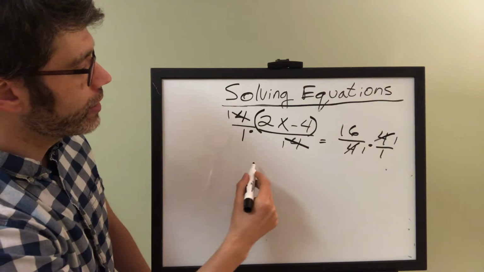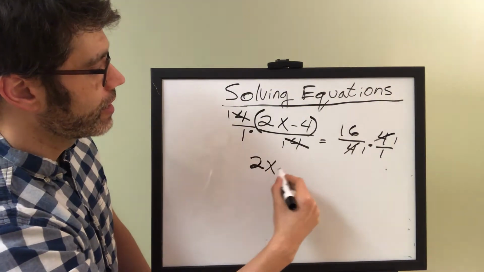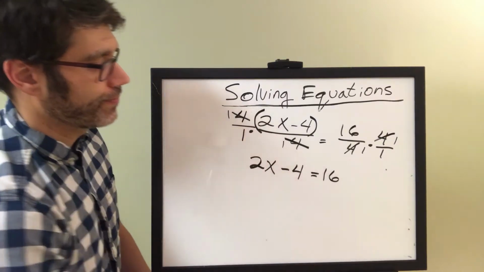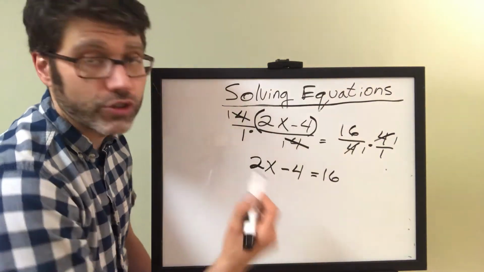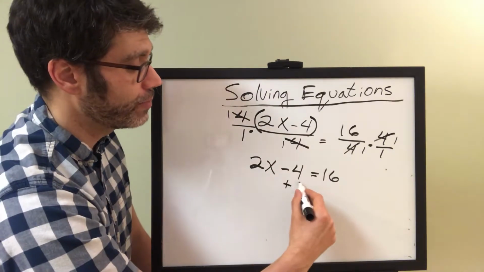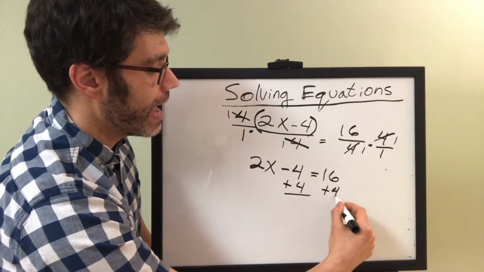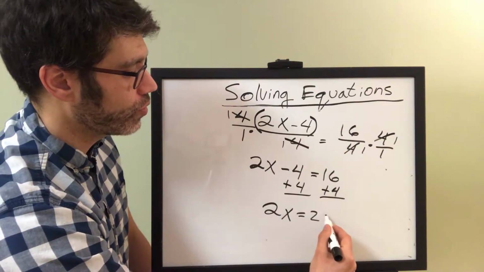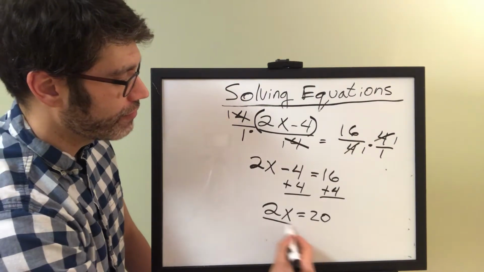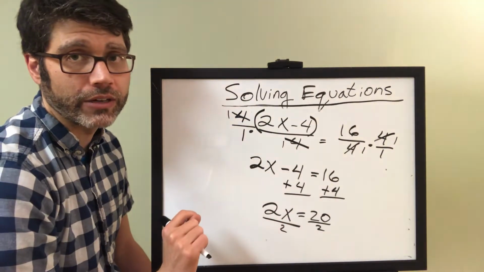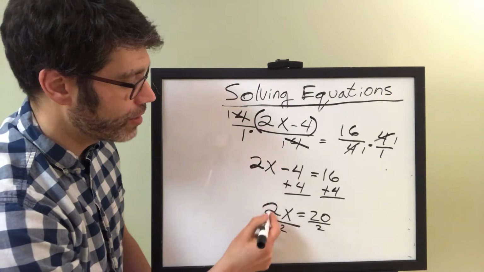Good. So now what I can do is 2x minus 4 equals 16. Okay? Now I can do my inverse operations to isolate this variable of x. Since I subtract 4 on one side, I need to add 4 to the other. So 2x equals 20. And then I divide both sides by 2. Remember, I can only undo multiplication with division. So I divide both sides by 2.